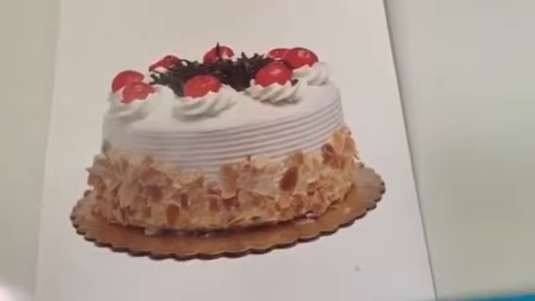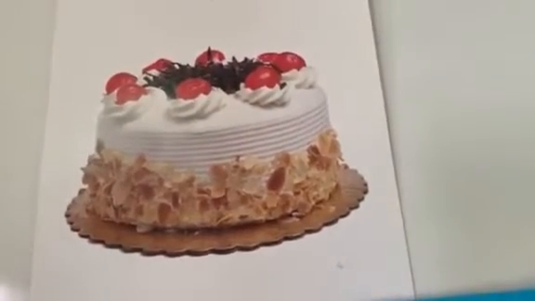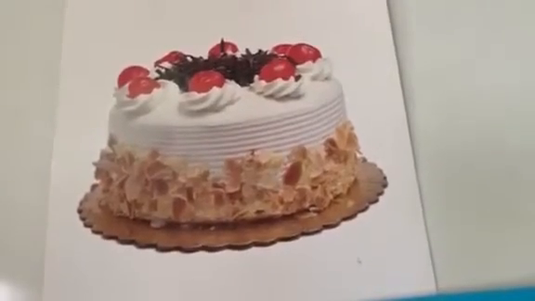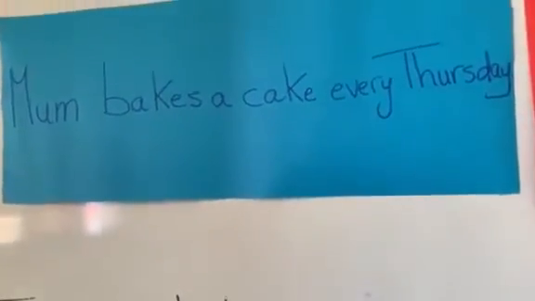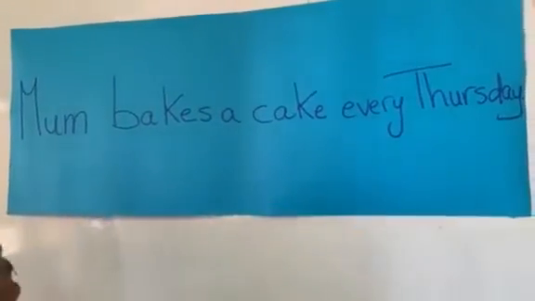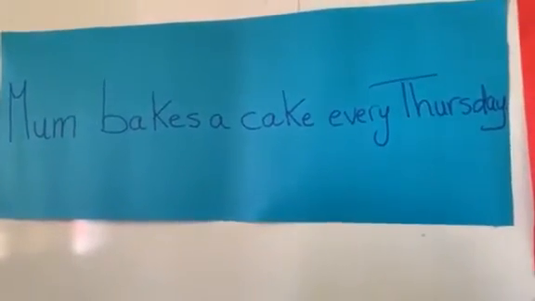What can you see? A very delicious cake. Do you like cakes? Who bakes the delicious cakes for you at home? Mom bakes a cake for us, okay? Now, read the sentence with me. Mom bakes a cake every Thursday.